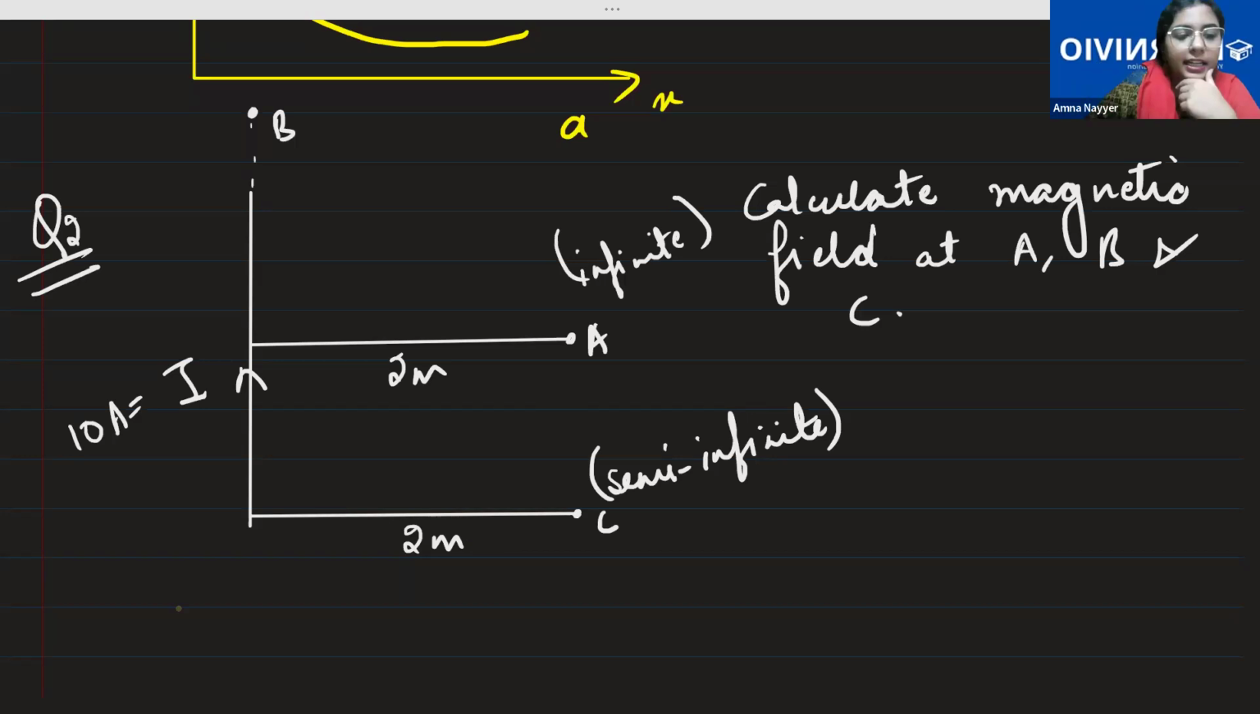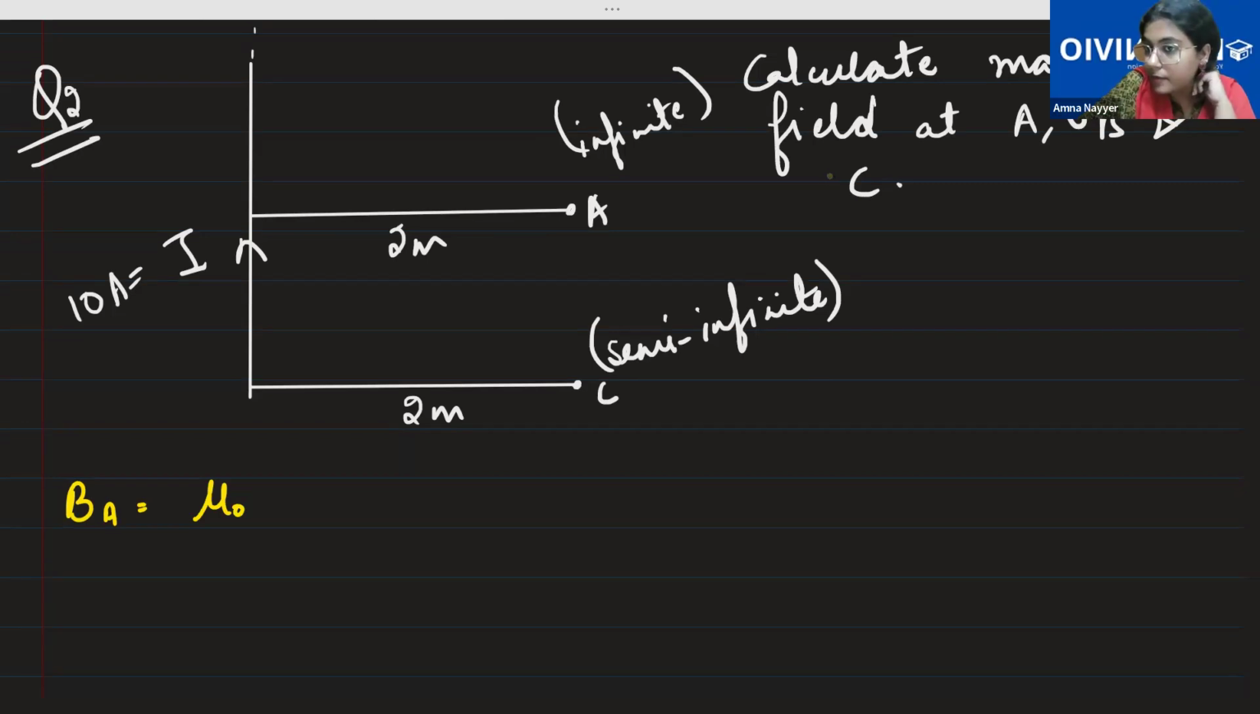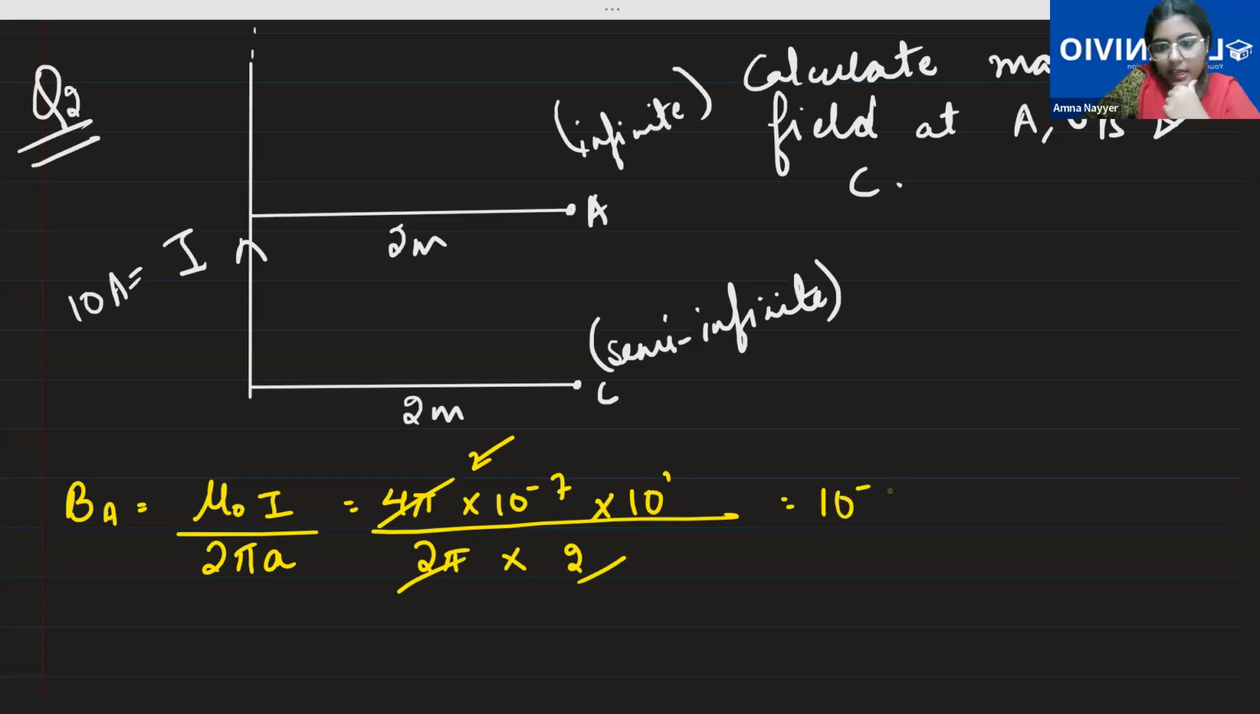Now, the magnetic field at point A will be equal to mu naught. Look, for an infinite wire, what's the formula? Mu naught I by 2 pi a. Very good. Mu naught is 4 pi into 10 to the power minus 7. Current across this wire is 10 ampere, divided by 2 pi into the separation of the wire. This point is 2. So that 2 gets cancelled, and this is 10 to the power minus 6.